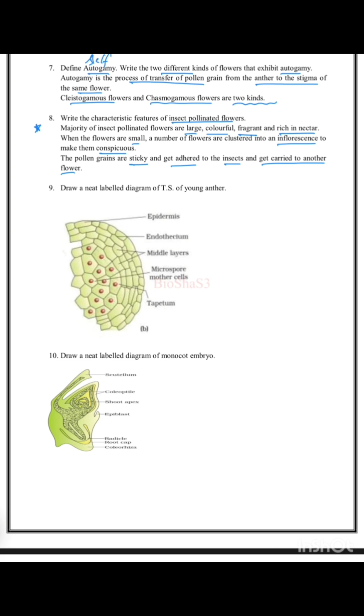Draw a neat labelled diagram of TS of young anther. You can see the outer epidermis. Inner to the epidermis you can see the endothecium, and then you can see the 2 middle layers, and you can see the microspore mother cell and tapetum. So below the figure you have to write TS of young anther and then underline it.